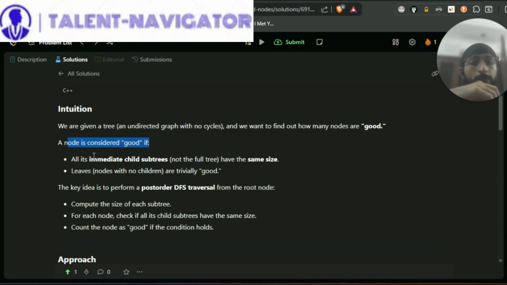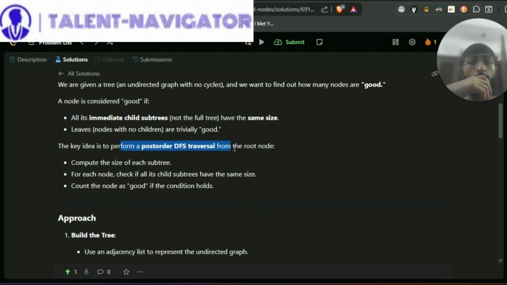A node is considered good if all its immediate child subtrees, not the full tree, have the same size. All its immediate child subtrees have the same size, and the leaves are good, right? That is, leaves are basically nodes with no children. Now the idea is to perform a post-order DFS from the root node, by computing the size of each subtree. For each node, check if all its child subtrees have the same size, and count the node as good if the condition holds.